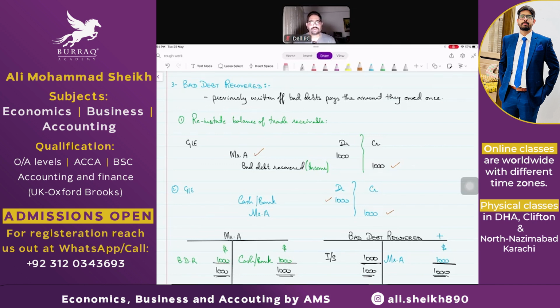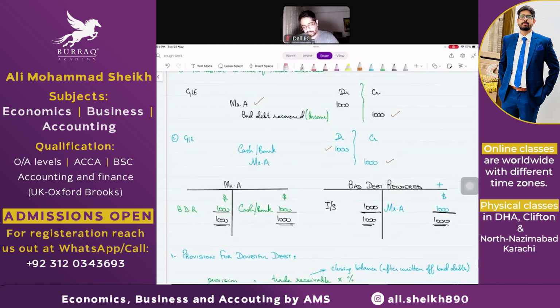You are going to pass two different journal entries. First, to reinstate the balance of Mr. A in the books, and another to record the cash received from Mr. A. So in the account of Mr. A, bad debt recovered would be debited and cash or bank will be credited to balance the account. Bad debt recovered was credited before.